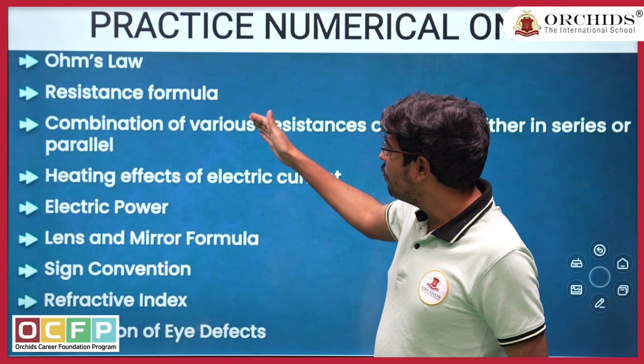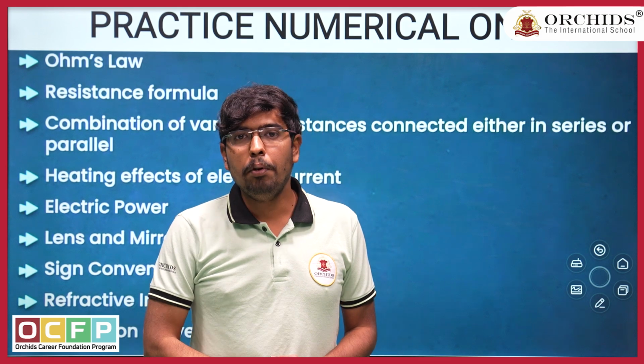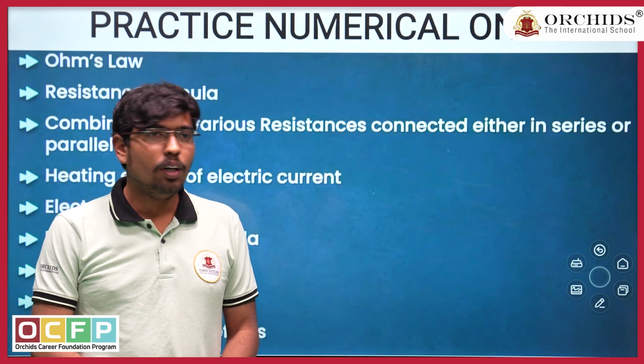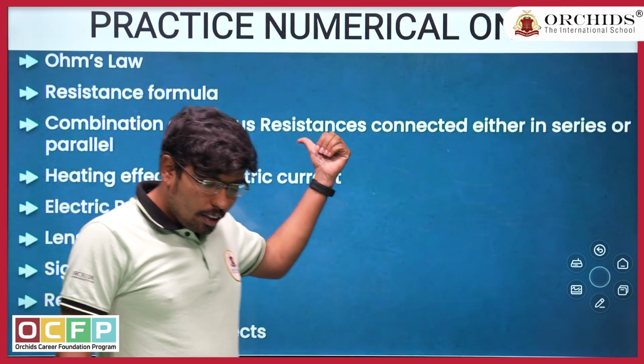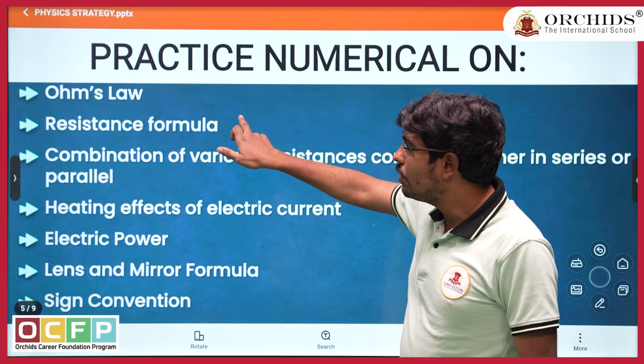When they are in series, the sum will be taken, R1 plus R2, and when they are in parallel, we have to use the formula 1 by R is equal to 1 by R1 plus 1 by R2. Those types of questions are repeating regularly. So concentrate mainly on this resistance concept.